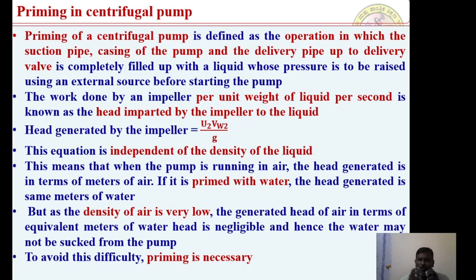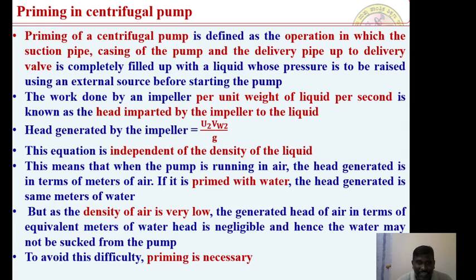Priming of a centrifugal pump is defined as an operation in which the suction pipe, the casing of the pump and the delivery pipe up to the delivery valve are completely filled with water, or completely filled with the liquid whose pressure has to be raised, from an external source, before starting the pump. Because if this action has not taken place, the manometric head, or the rise in pressure head within the impeller on the suction side, will not be equal to the manometric head of the system. Then it is not possible to lift the water from the system.